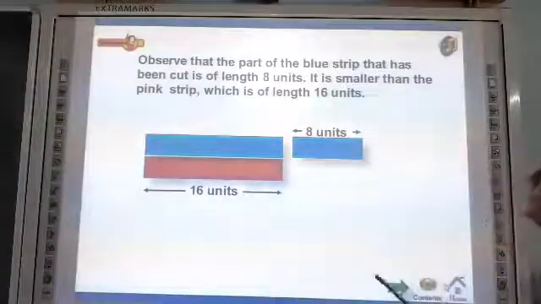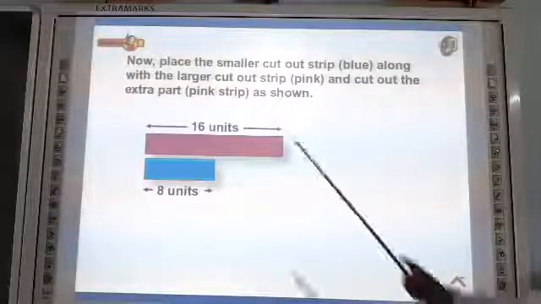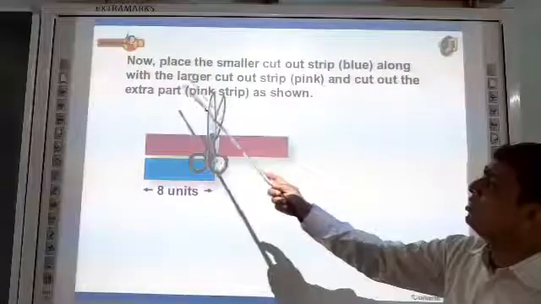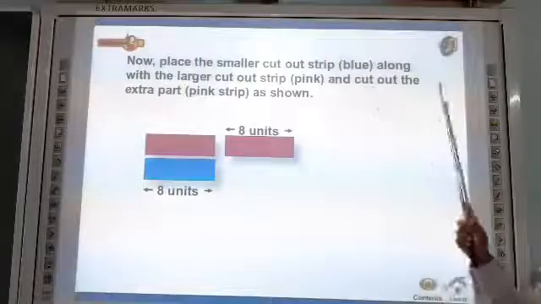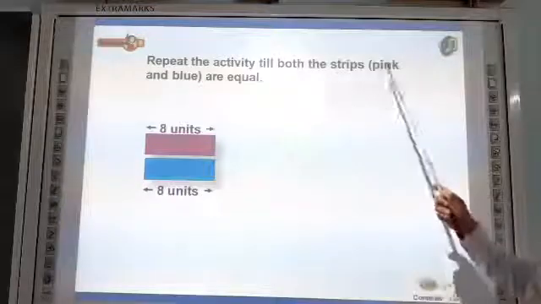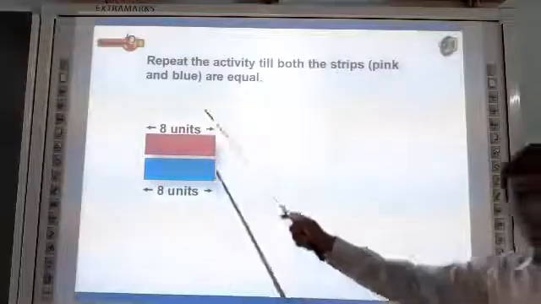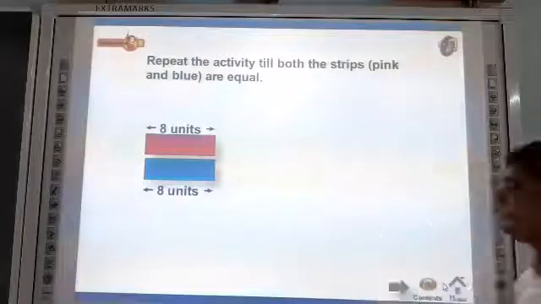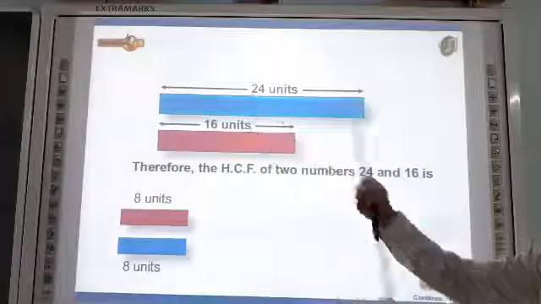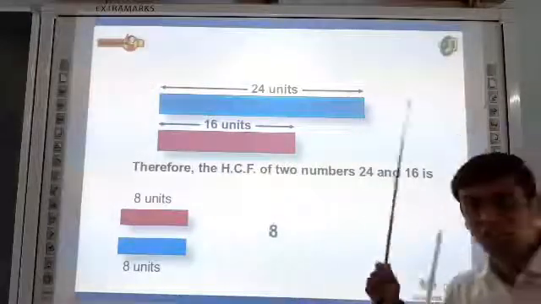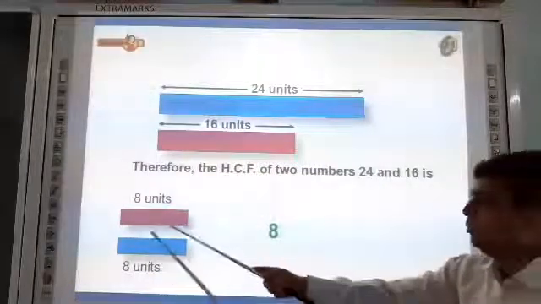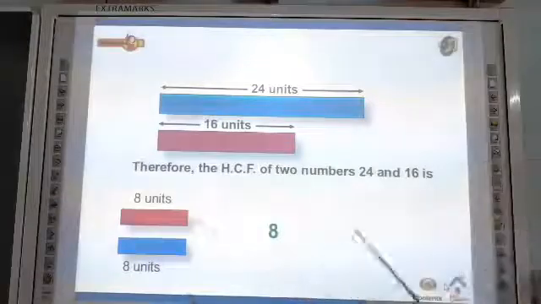Okay students, now place the smaller cut out blue strip along with the larger cut out pink strip and cut out the extra paper. Repeat the activity till both the pink and blue strips are equal. 8 units pink and blue. Blue strip 24 units, pink strip 16 units. Therefore, the HCF of the two numbers 24 and 16 is 8 units.